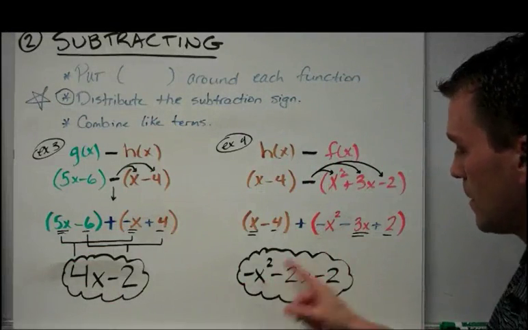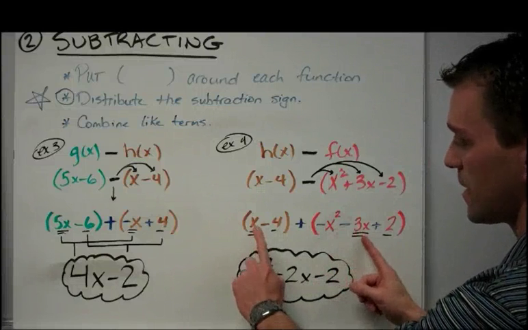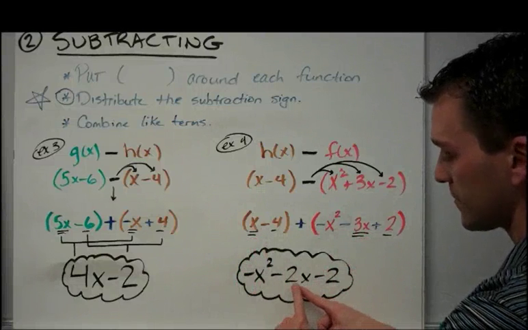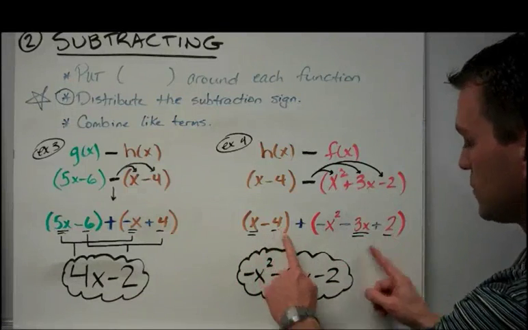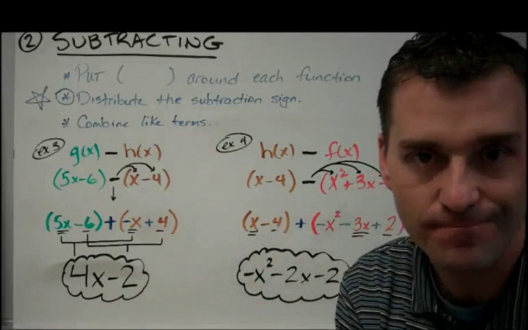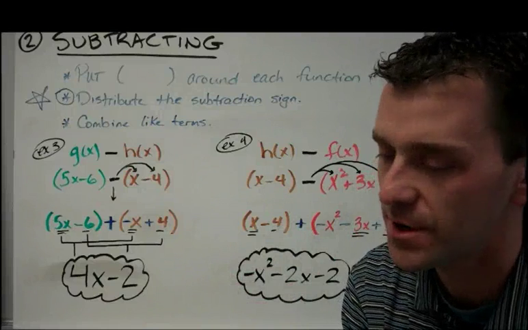There's nothing like this, but there are 3x, negative 3x, sorry, and an x. That goes to negative 2x. And negative 4 and positive 2. Negative 4 and positive 2 goes to a negative 2. And you're done.